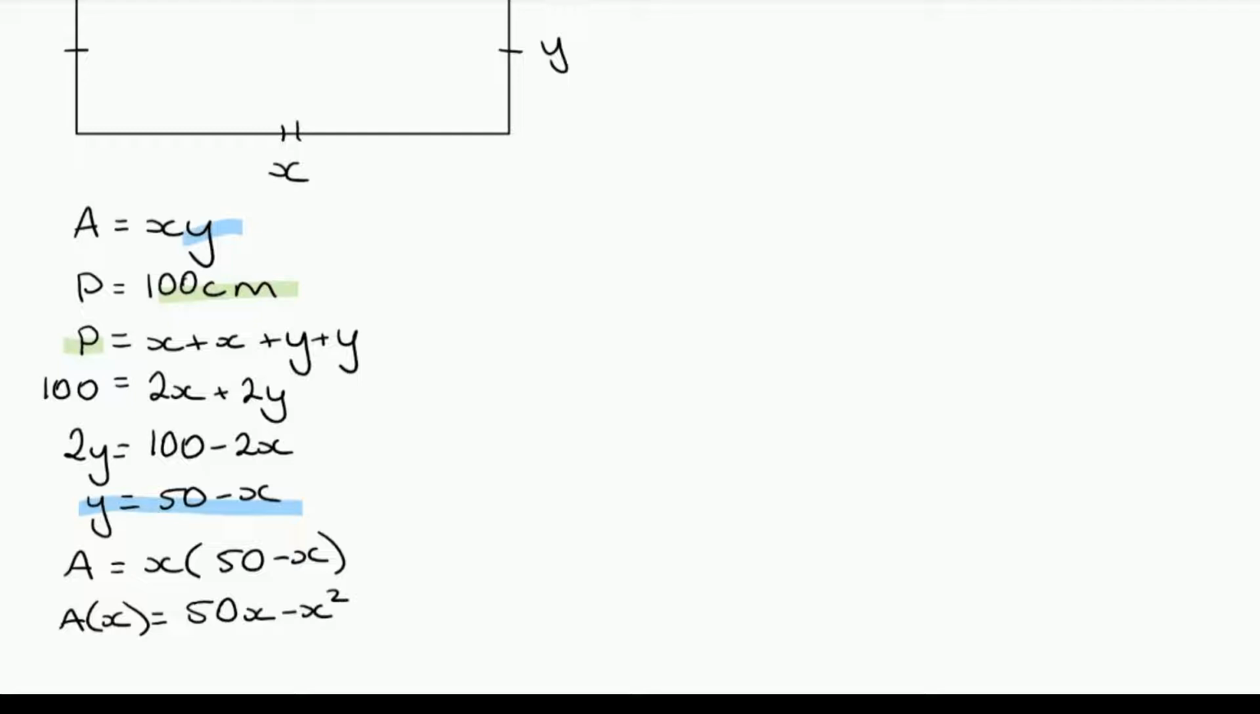The other thing I need to do is think about what the logical domain of this question would be. For instance, I know that my x value has to be greater than 0. I cannot have a side of a rectangle that is negative. That just doesn't make any sense. I can use my knowledge from my 50 take x here to try and figure out what my upper limit of x is going to be.